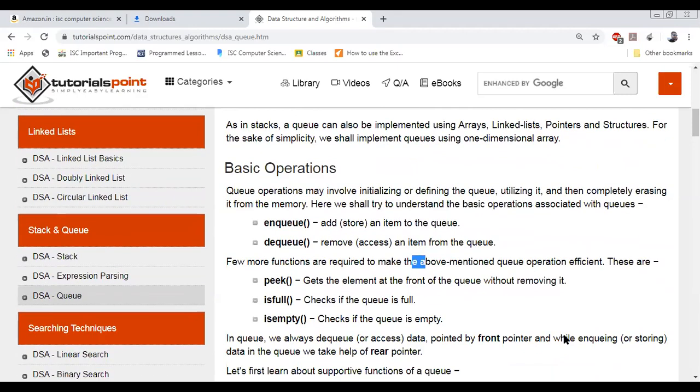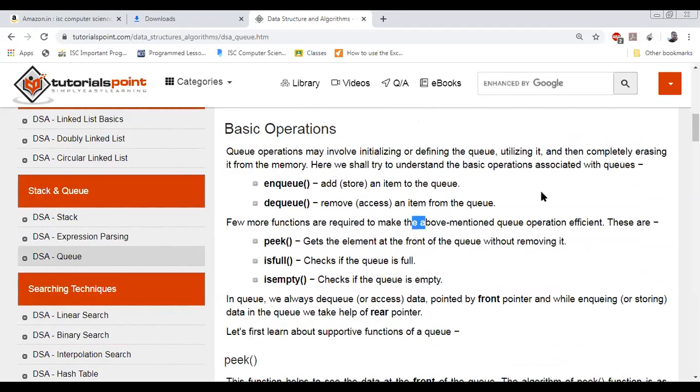Now, in the stack operation, we discussed two types of operators: one is push and one is pop. In the queue, we will use different terms: one is NQ and one is DQ. NQ means you are storing data into the queue, and DQ means you are removing data from the queue.